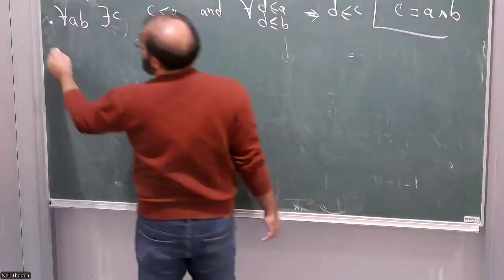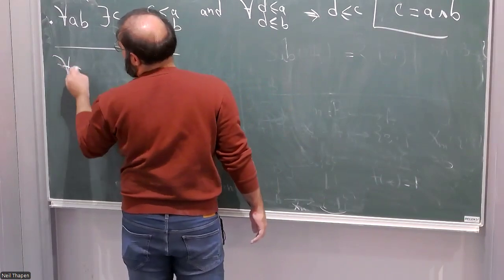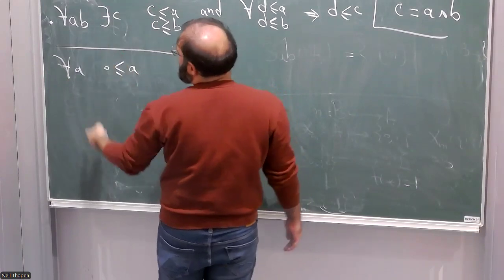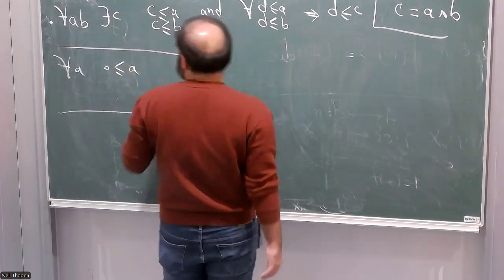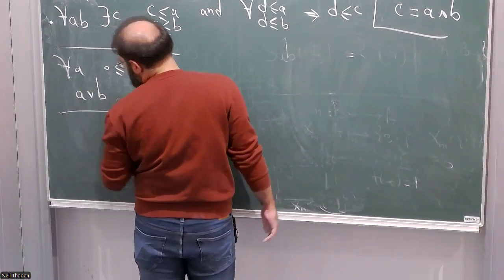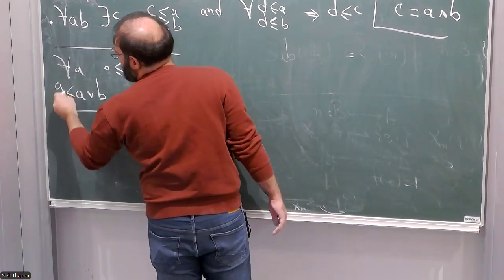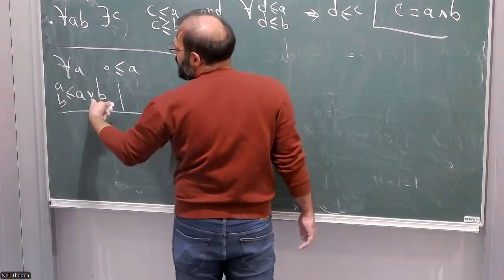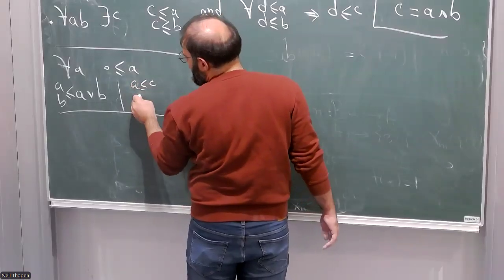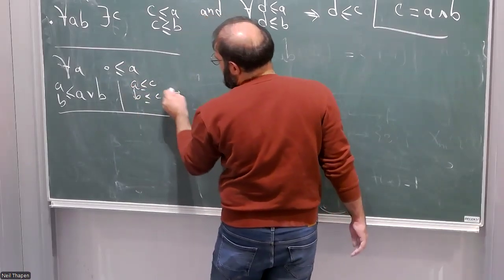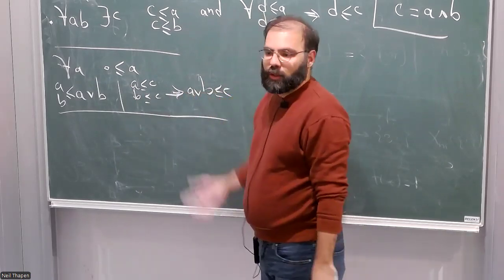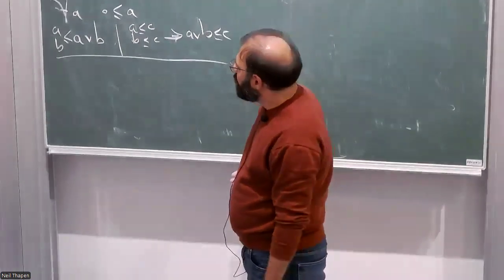And dually, you have to have, for all A, 0 must be less than A. So this is your top, this is your bot. If you think logically, you have the join as the dual of this. A and B are both less than this guy, and this is the least with this property, meaning that if A is less than C and B is less than C, then A or B is less than C. These are just the usual rules for these things.